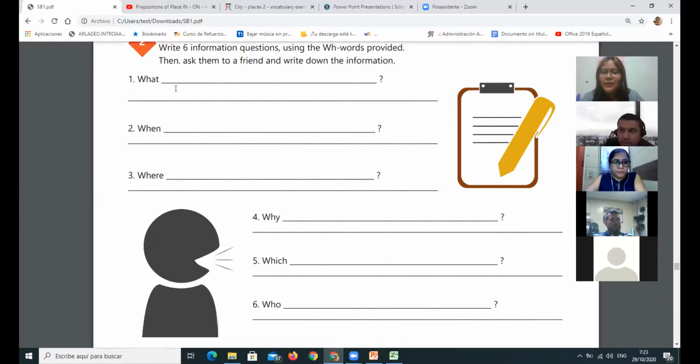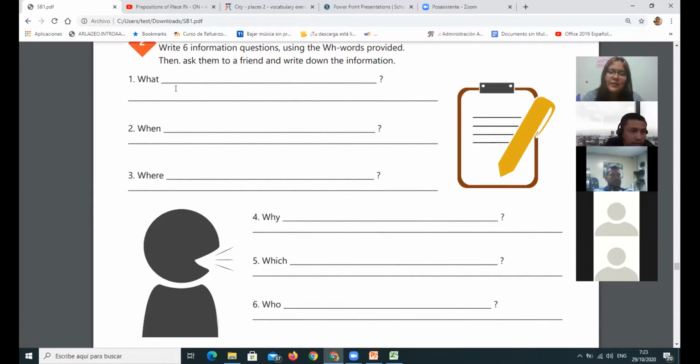Number 1, what do you work? I work IT support. Okay. Number 2, when do you have meeting? Okay. We're meeting on Monday. Number 3, where do you live? I live in San Miguel.